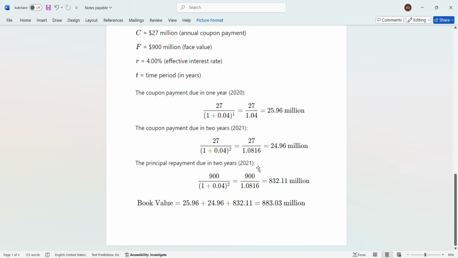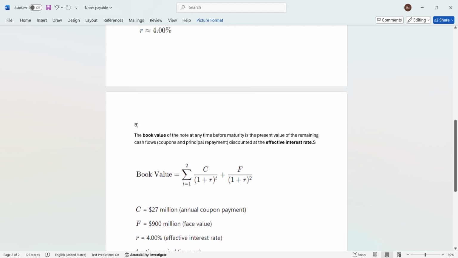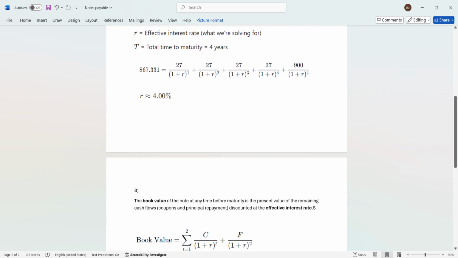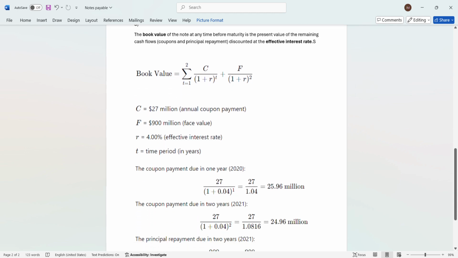For the principal, the amount due in 2 years, we have 900, and then we divide it by the discount factor, and it comes to 832.11 million. So the book value at 2019, we have the coupon payments and the ending principal amount, and thus we have 883.03 million at 2019 for the base period, and we just calculate the due amount here.